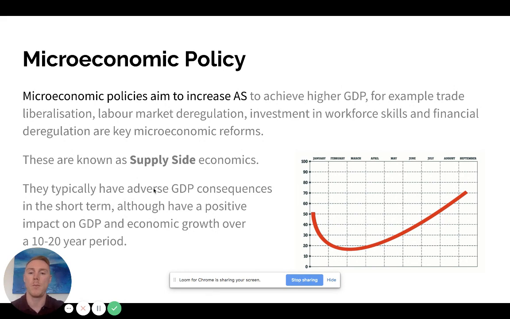So they have adverse consequences in the short term, although they'll have a positive impact on GDP and economic growth over a 10 to 20 year period. But who's generally thinking over 10 to 20 years? Normally we're thinking of the next political cycle and getting voted back in. So these can be unpopular because they take a long time to have an effect. But they're really important macroeconomic reforms.